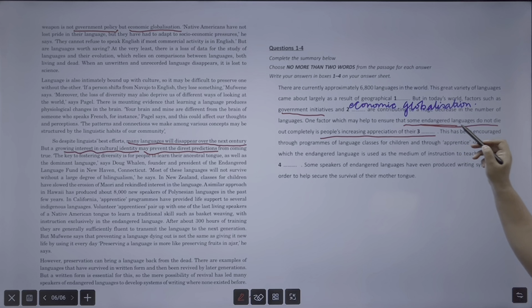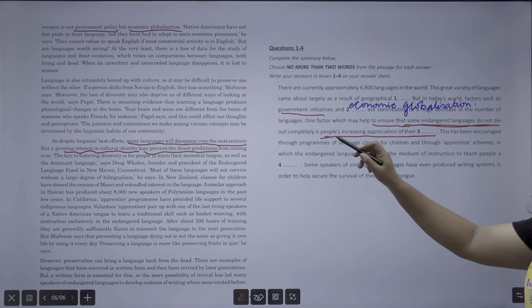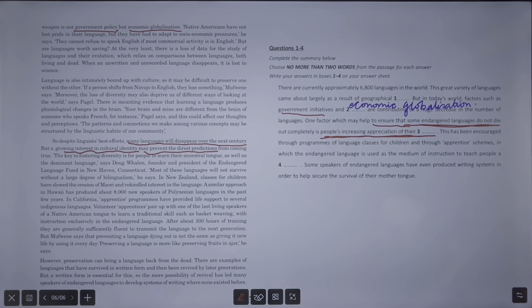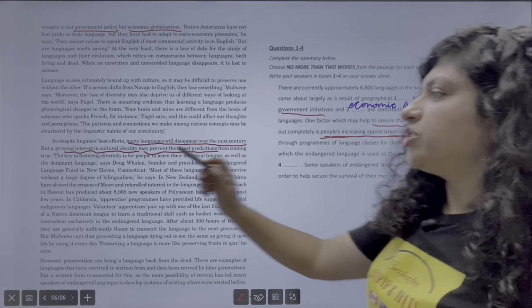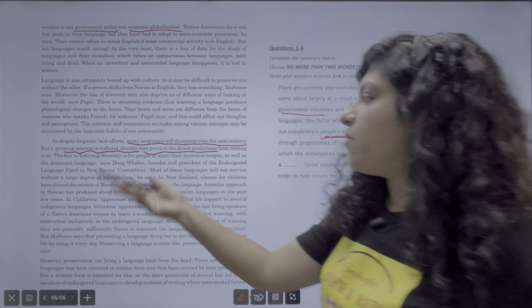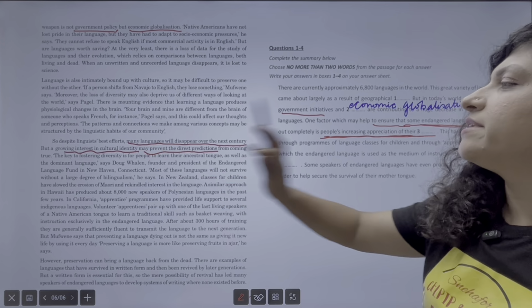Some endangered languages do not die. To ensure this, what should people appreciate? What is that one thing? People should appreciate. There should be a growing interest. What should be the growing interest in? That should be in cultural identity.